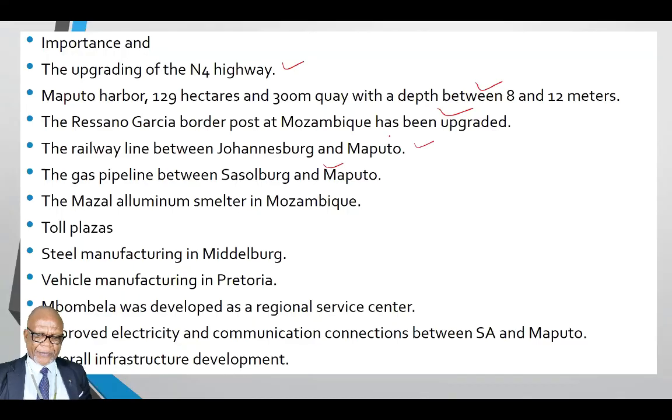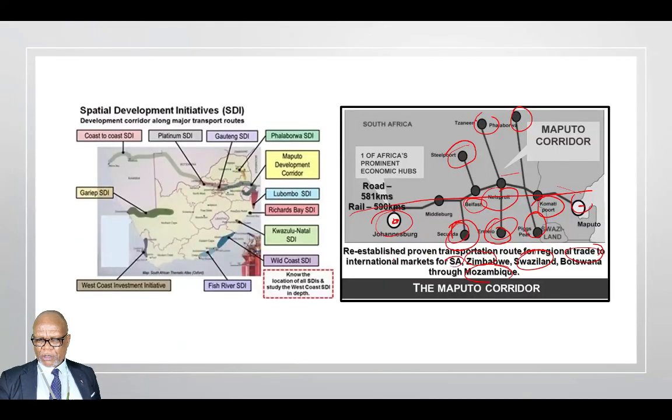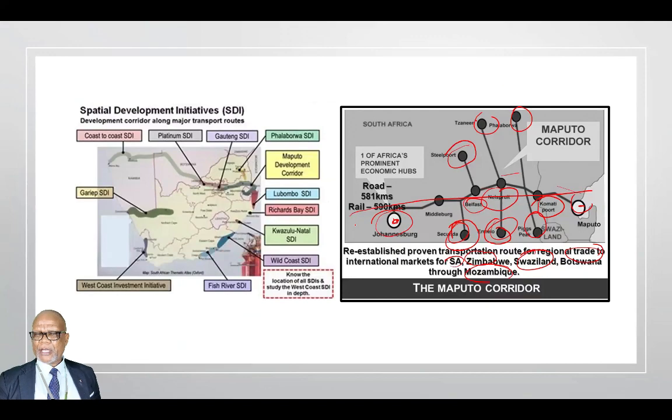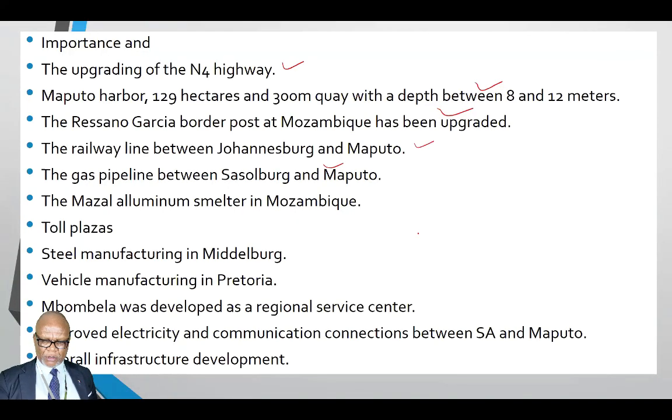So these are the activities along the Maputo corridor. All these activities that you find there have a potential of creating jobs. All these toll plazas, people are working there, collecting money from people, vehicles that are passing.